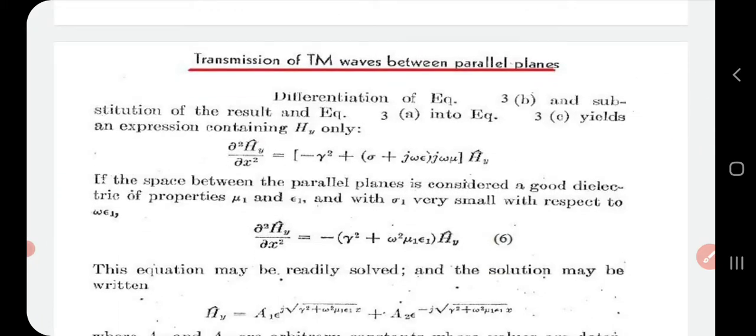So as a continuation of the last class, differentiation of equation 3b and substitution of the result and equation 3a into equation 3c will give an expression for the magnetic field along the y-axis, that is Hy, as this one.